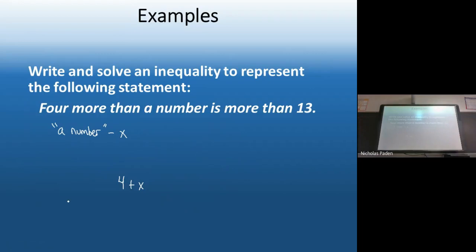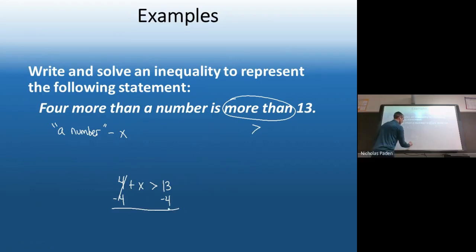Okay, so more than 13. Well, what inequality sign would be more than 13? Well, it would be greater than 13. All right, so forget the part about is equal to. I messed up on that one. We would have 4 plus X is greater than 13, because of this more than. So more than means greater than. And then we'll go ahead and solve this. So to solve it, we would want to subtract 4 from both sides. Going to cancel off this 4. It's going to be X is greater than 9.